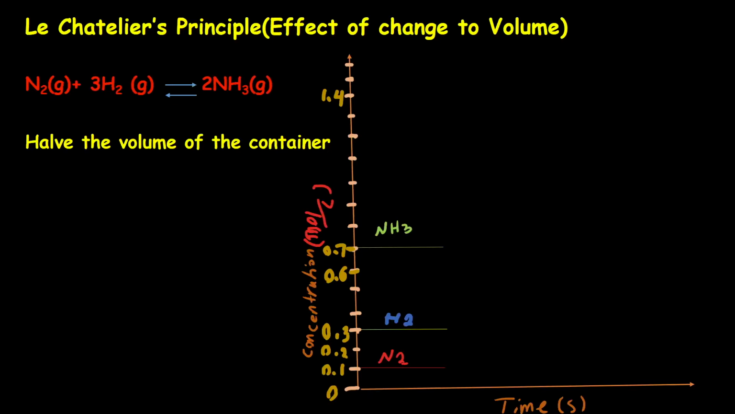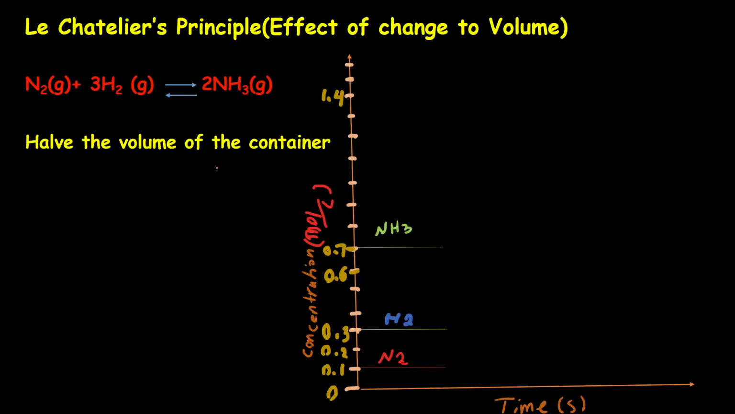You know, when we talk about volume or pressure, usually we talk about gases. So right now I have this system for production of ammonia. Definitely the system is a closed system because if it's not closed, we can't reach equilibrium. And the change is we halve the volume of the container.